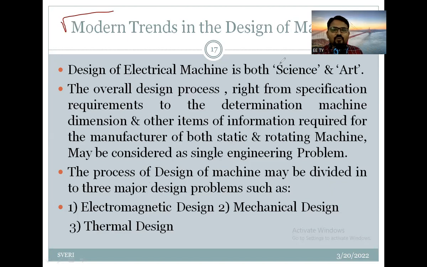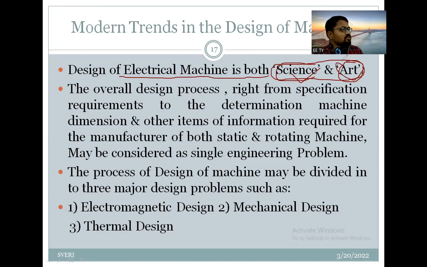Now see, before that they have given just an introduction that the design of electrical machine is both science and art. Can you justify this statement, why the design of machine is both science and art? Whenever we are going to design any particular machine, we are using the basic knowledge of science, whether it is addition, subtraction, multiplication, division, Ohm's law, Kirchhoff's law, Faraday's law, Biot-Savart law. This is the science that we are using. And with the help of this science, art is nothing but the process we adapt for the design of machine.